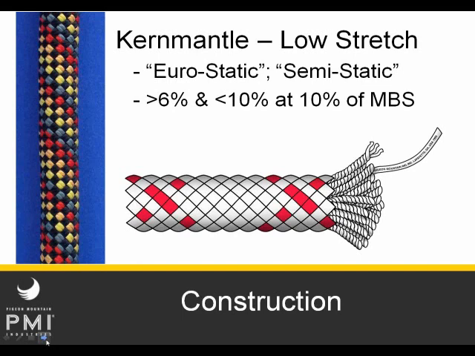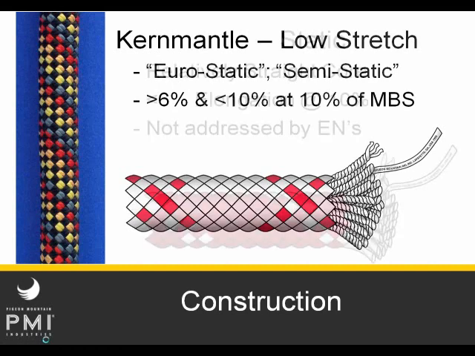Low stretch rope is sometimes called Eurostatic or semi-static rope. In Europe, what we call low stretch rope is often interchangeably referred to as static. Low stretch rope has, according to the Cordage Institute CI 1801 standard, greater than 6% but less than 10% elongation at 10% of its minimum breaking strength.